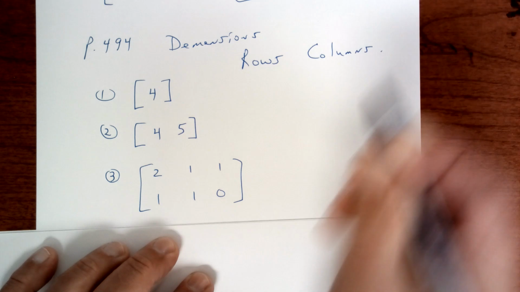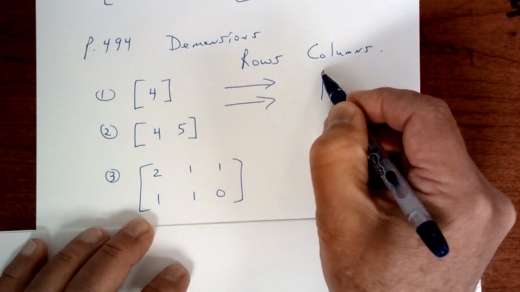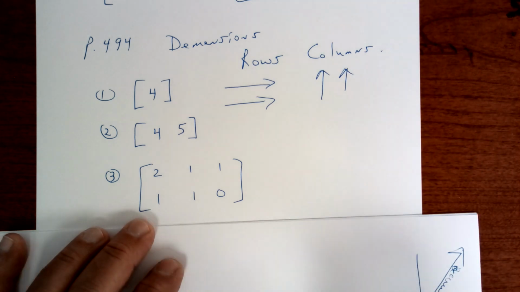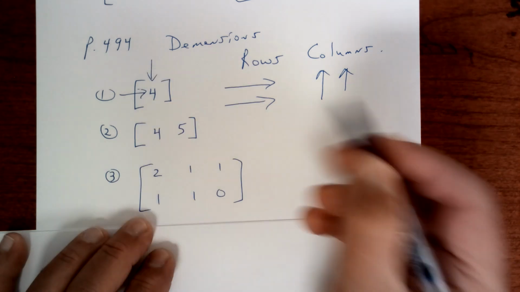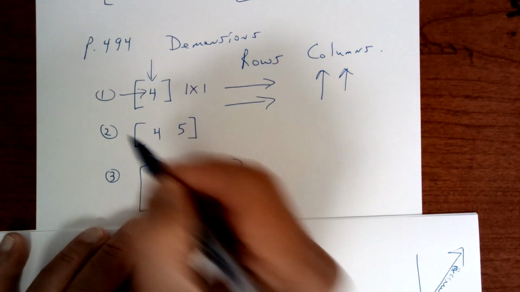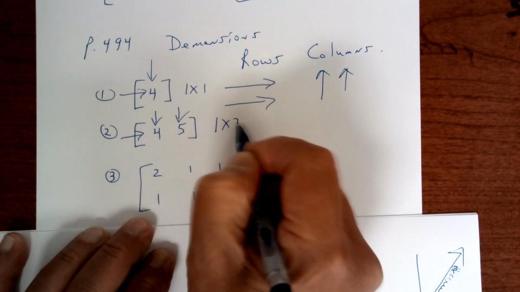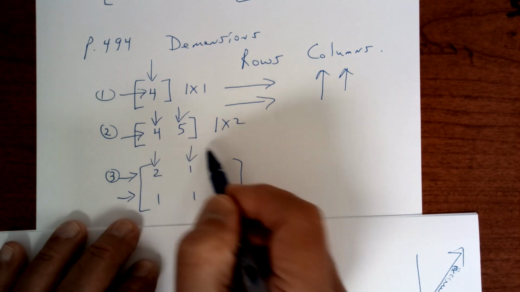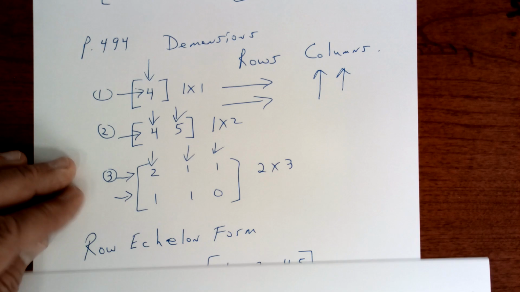The rows go this way. Columns is what holds up a building. Okay? So this is a 1 by 1. 1 row, 1 column. This one is a 1 by 2. This one is a 2 by 3. Okay? Rows and columns. Copy this down.